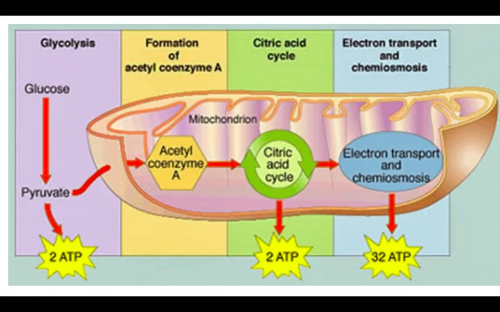Here's a picture of what cellular respiration looks like. It takes place in the mitochondria. Step 1, glycolysis, happens outside the mitochondria, and then it moves into the mitochondria, and it goes through step 2, then the citric acid cycle, and then finally the electron transport chain.